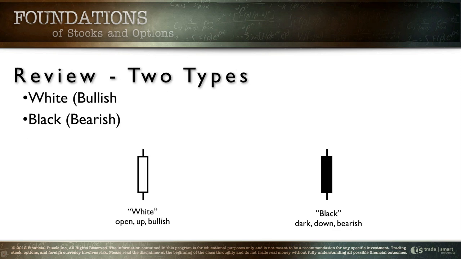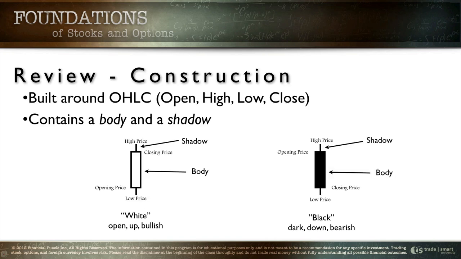All right, now we also discussed that there are two types of candles. We've got the black candle, which is going to be a bearish candle, and we've got the white bullish candle, theoretically bullish. In the case of the white candle, you represent a higher close than opening price. In the case of the black candle, we've got a representation of a lower close than opening price.